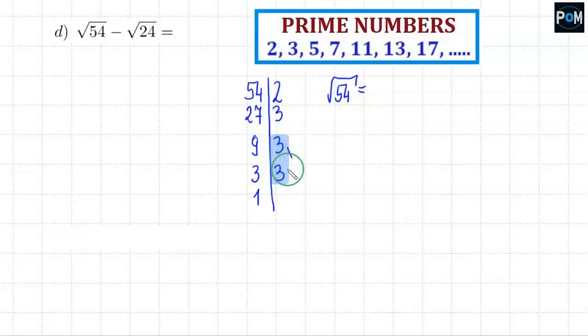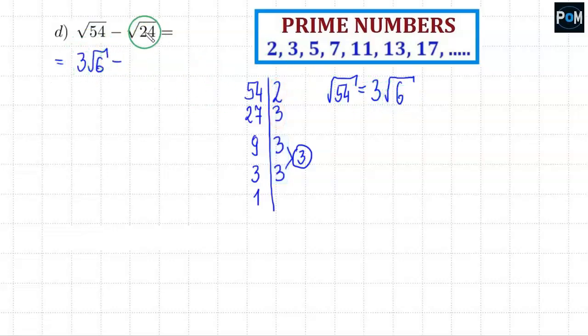From those 2 3's, I'm getting a new 3. And this 3 goes here in front of the square root. Under the square root, I'm writing what I couldn't pair up. 2 and 3 don't pair up because they are not the same numbers. So I multiply these 2 numbers together. 2 times 3 gives me 6, and I write it here under the root. So, instead of the square root of 54, I can write that it is 3 square roots of 6.